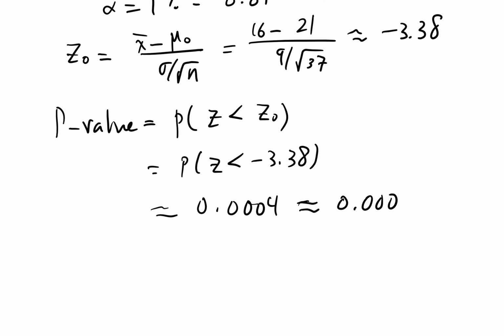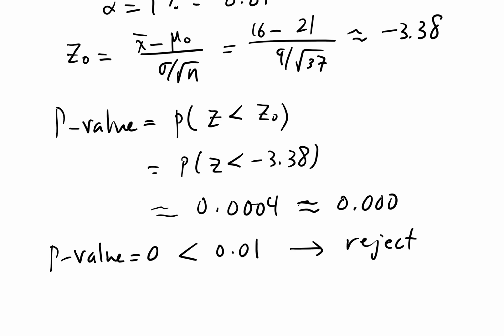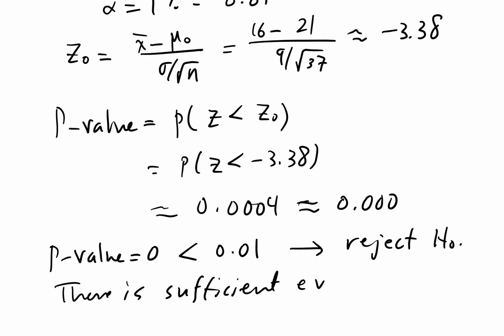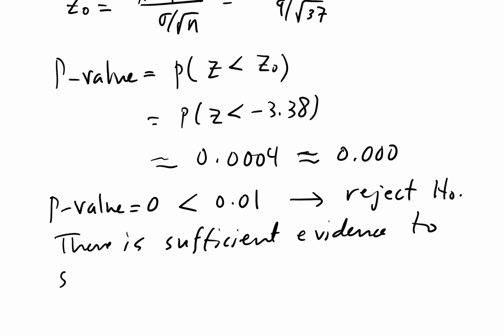Now what do we do to see if we reject the null hypothesis? We compare the p-value to alpha. The p-value is 0, which is less than 1%. So we reject the null hypothesis. Always, when we reject the null hypothesis, we say there is sufficient evidence to support the claim HA.